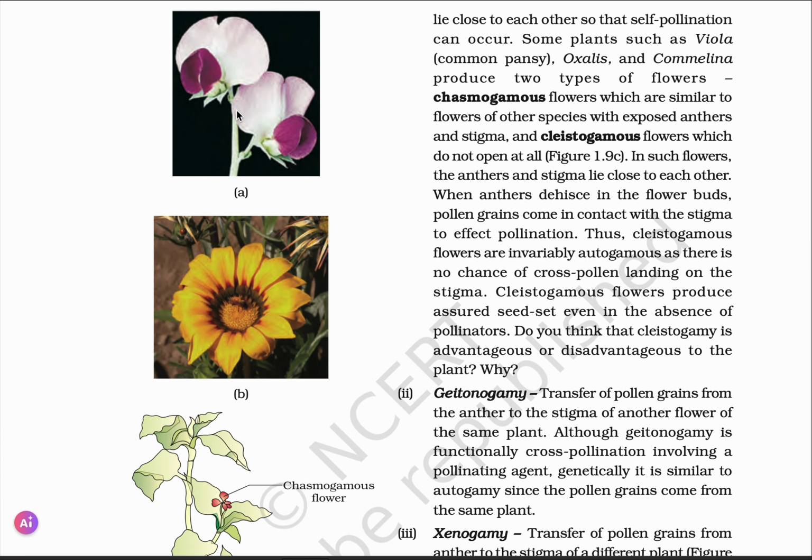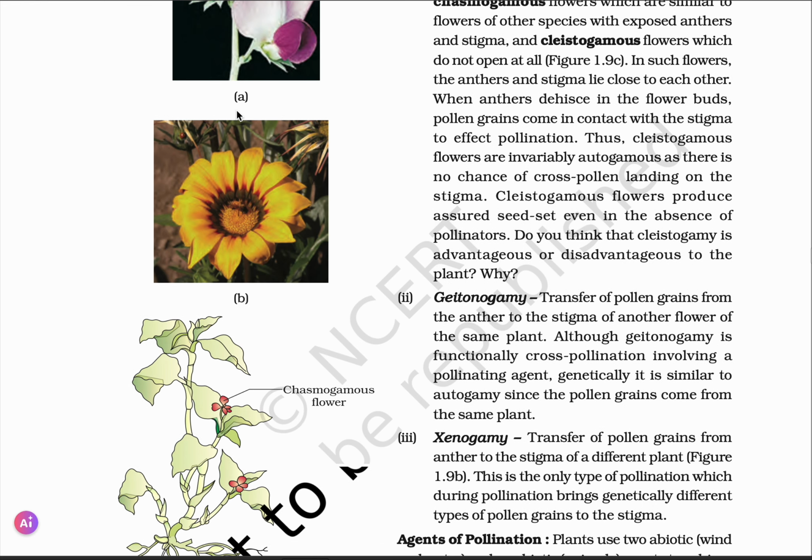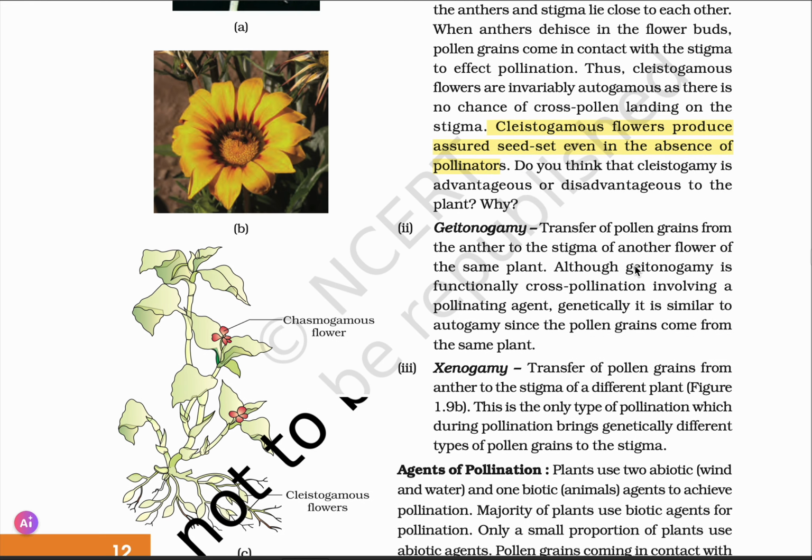In such cleistogamous flowers, the anther and stigma lie very close to each other, and when the anther dehisces in the flower buds, pollen grains come into contact with the stigma to effect pollination. Thus, cleistogamous flowers are invariably autogamous, as there is no chance of cross-pollen landing on the stigma. We need to remember that cleistogamous flowers produce assured seed set even in the absence of pollinators.